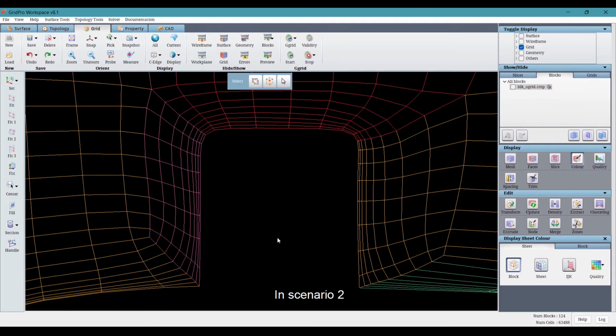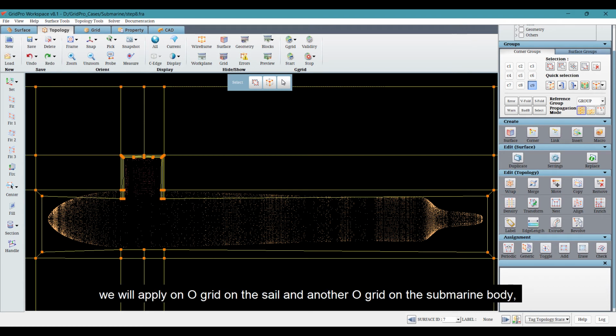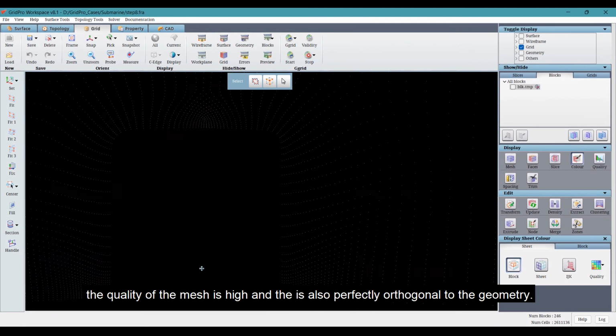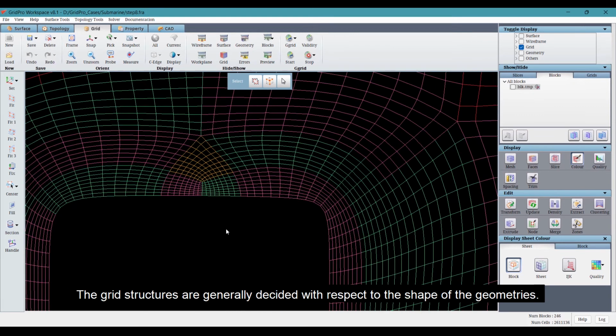In scenario 2, instead of applying the O-grid globally, we will apply an O-grid on the sail and another O-grid on the submarine body, which is generally called surface by surface in GridPro. By creating a structure like this, the quality of the mesh is high, and the mesh is also perfectly orthogonal to the geometry. The grid structures are generally decided with respect to the shape of the geometries.